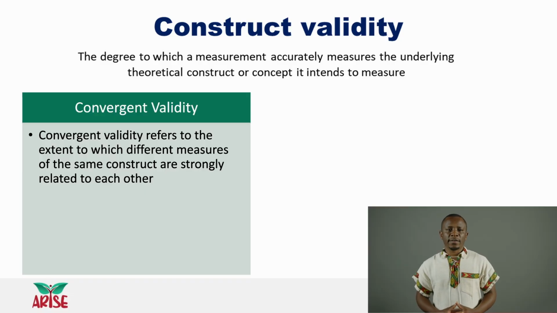First, convergent validity refers to the extent to which different measures of the same construct are strongly related to each other. Consider a study where researchers are assessing two established measures of depression, such as the Beck Depression Inventory, the BDI, and the Patient Health Questionnaire, PHQ-9. They want to establish convergent validity by examining the relationship between the two measures. If they show a strong positive correlation, it supports the convergent validity of both measures.